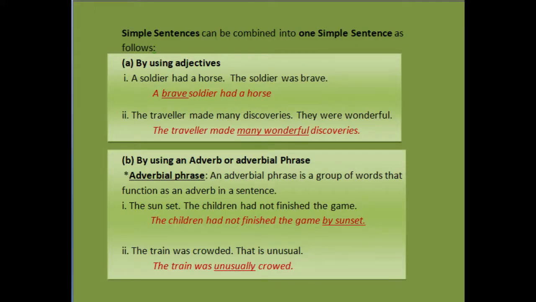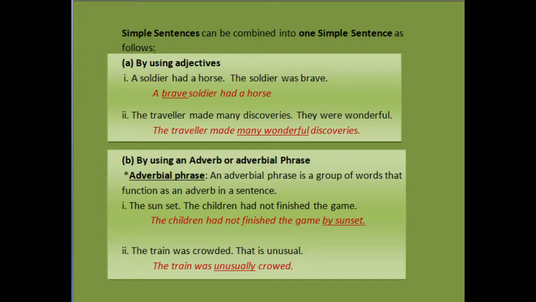Under simple sentences, there are several rules or methods to combine or form simple sentences. We will see them one by one. Under this, there are 7 methods. Number A is by using adjectives. Adjectives, as we already know, are words that describe the noun or pronoun. The examples given here are also taken from your textbooks, so let's see them.